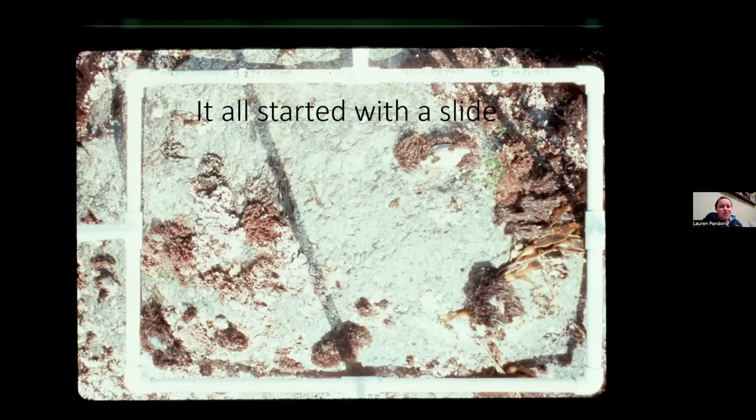And so this project all started with a slide. It started when I was looking at photos from the 90s of the Rocky Intertidal Zone. And what I saw in those photos was a particular snail. It all started with an observation. I was observing this snail in photos and thinking, first, it's a pretty readily identifiable snail, but it's also a snail that we know has been recently introduced to San Diego and was first seen there in the 1950s.